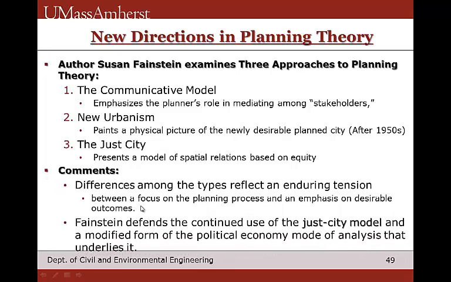So here are some comments. There are differences among the types, and they reflect an enduring tension between a focus on the planning process and an emphasis on desirable outcomes. This is a huge balancing act. When you're planning something, you're trying to plan for a certain set of desirable outcomes. But if you get too detailed in the planning process, you often lose sight of what the desirable outcomes are. So you have to make assumptions, you have to cut things out. But if you don't think deeply or critically enough, then your desirable outcomes really don't come out the way that you wanted them to. So it's really a huge balancing act.